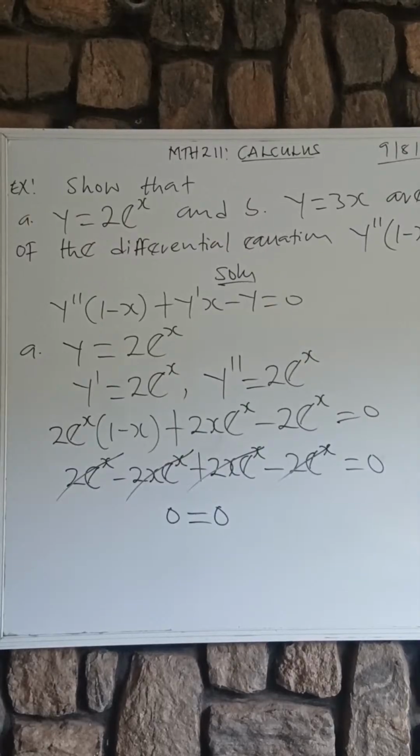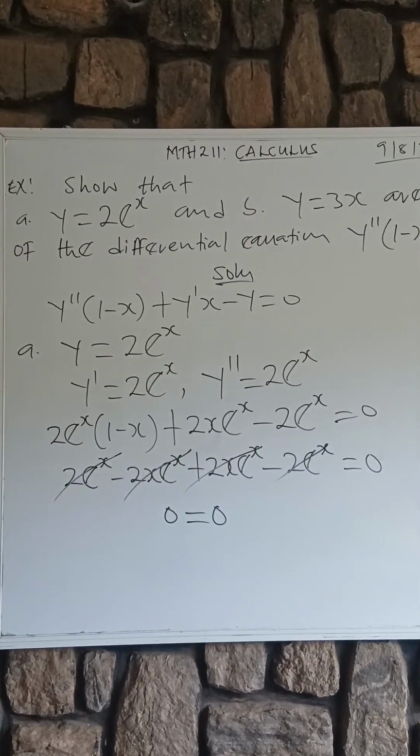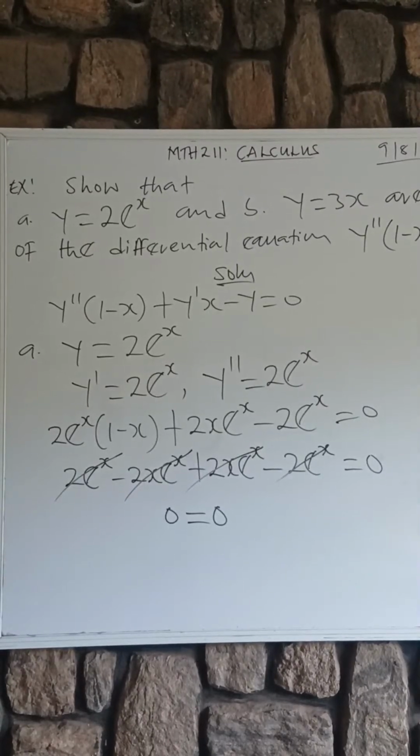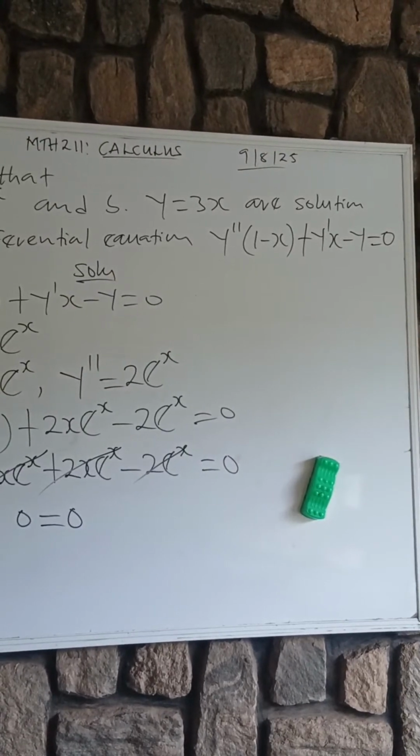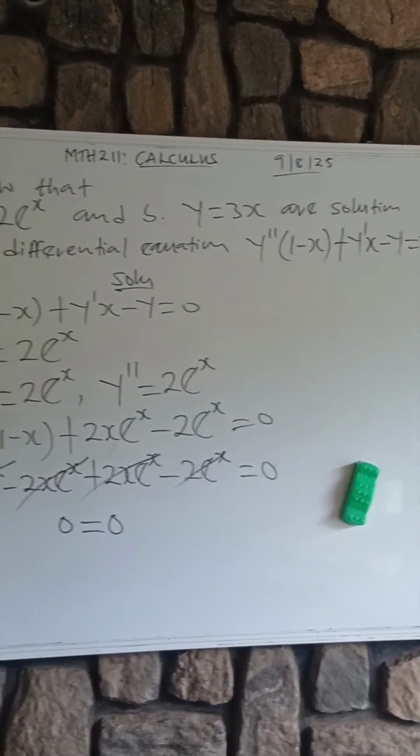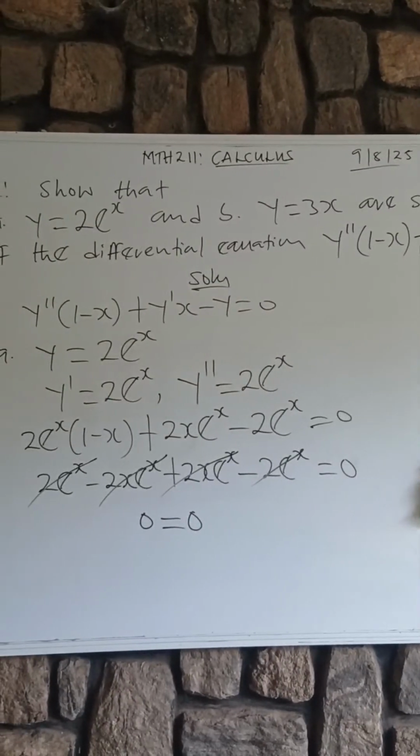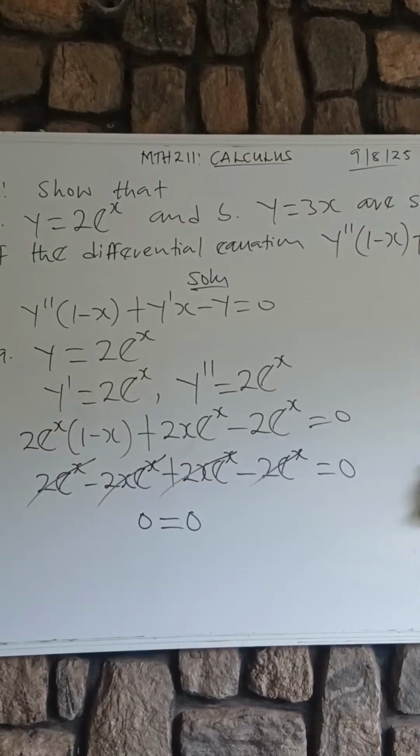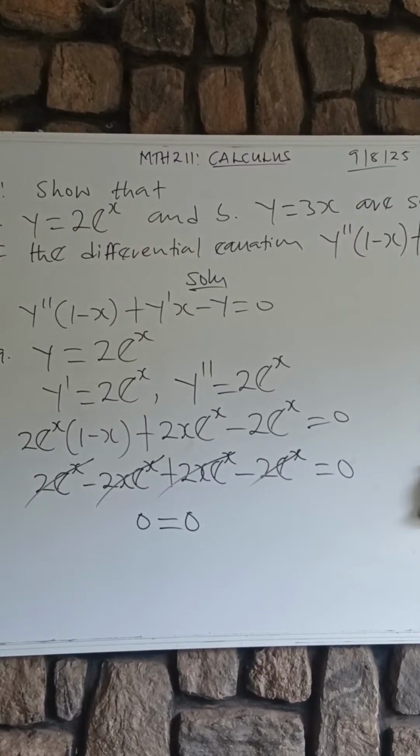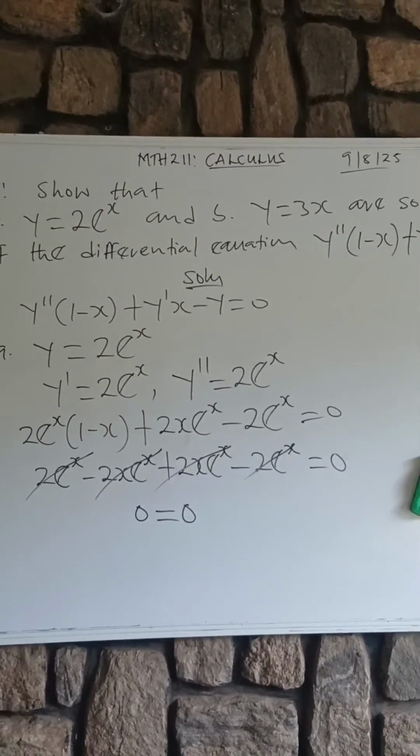So it means you can do the B part. Just differentiate it twice, then substitute it into the differential equation. Is that clear? The same step, the same method. If you know how to differentiate, that is the final answer. If you know how to differentiate, I don't think B will be a problem to you.